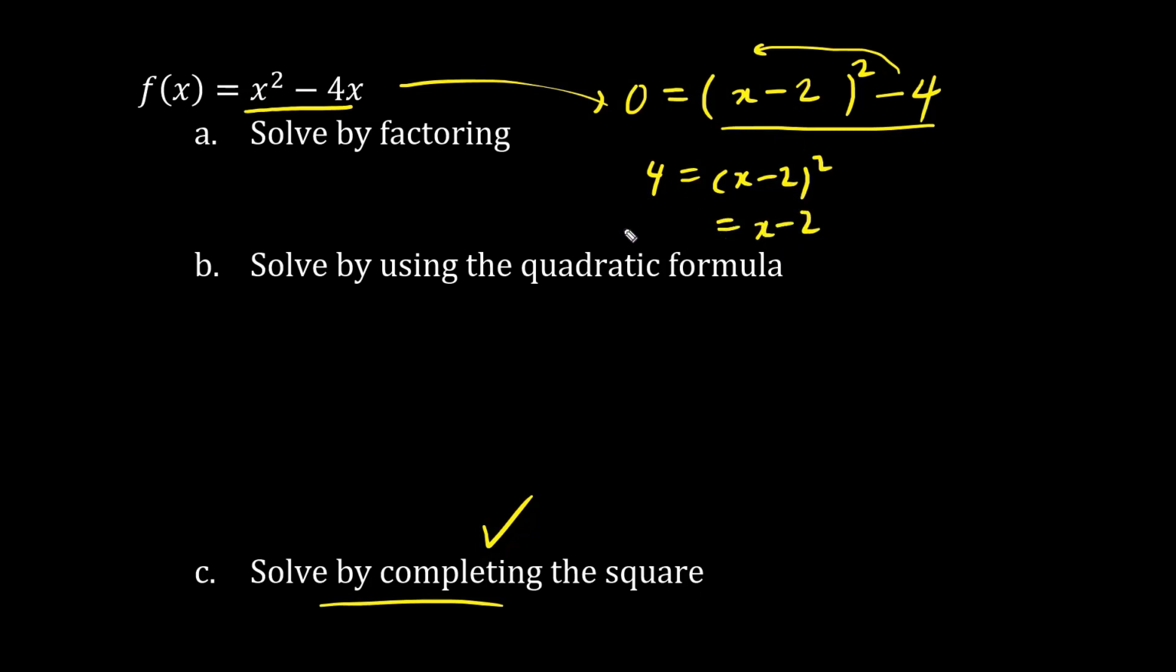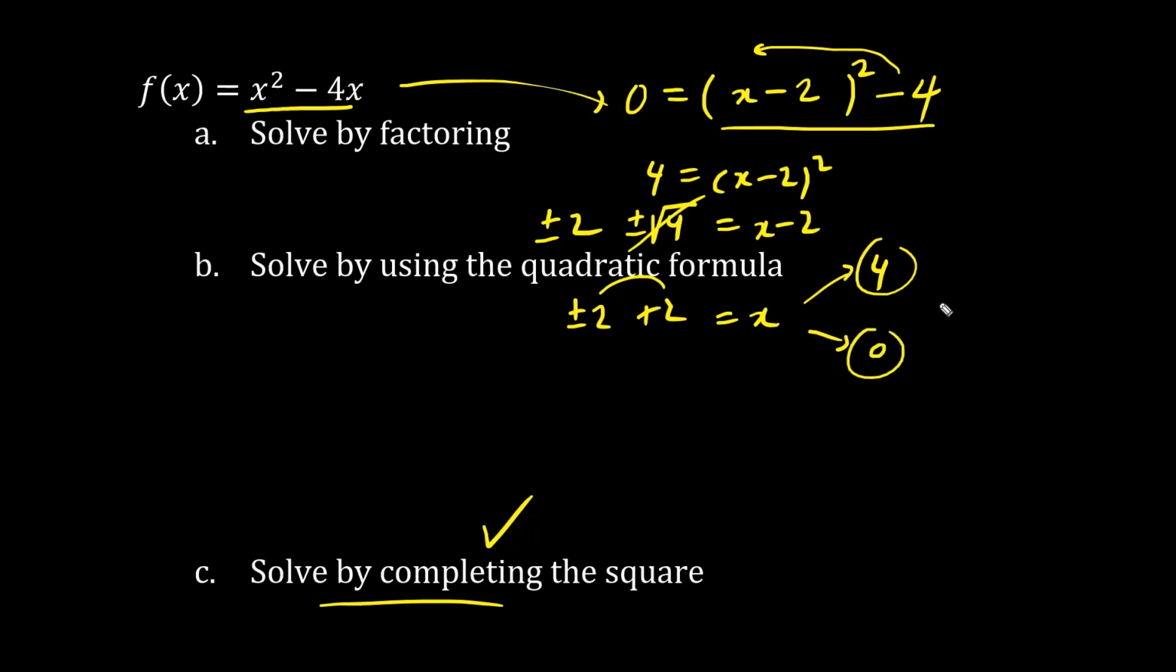So x minus 2 equals plus minus the square root of 4, which is plus minus 2. Adding 2 to both sides, we have x equals plus minus 2 plus 2. And 2 plus 2 is 4. And when it's minus, minus 2 plus 2 is 0. Same answers as before.